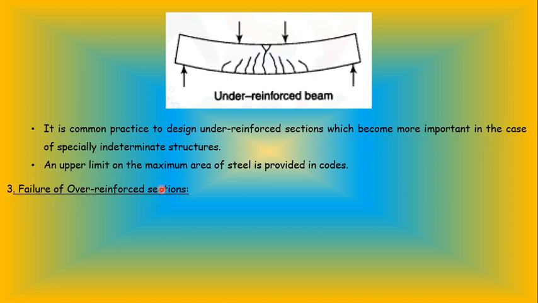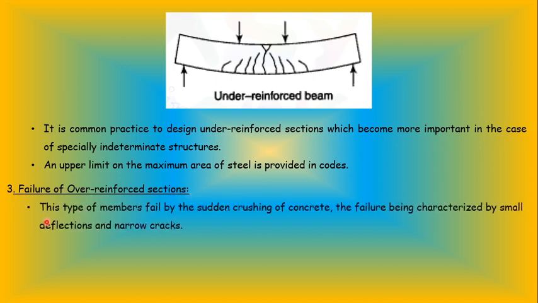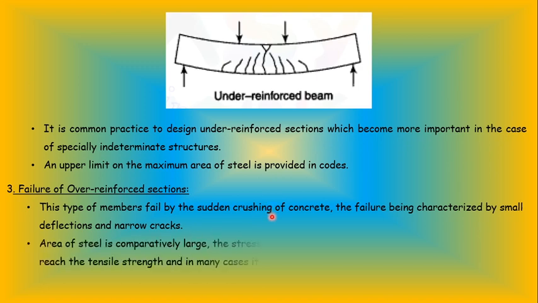Second is failure of over reinforced sections. This type of member fails by sudden crushing of concrete, the failure being characterized by small deflection and narrow cracks. Due to small cracks and deflection, concrete will go suddenly into bursting. That bursting is called crushing of concrete.